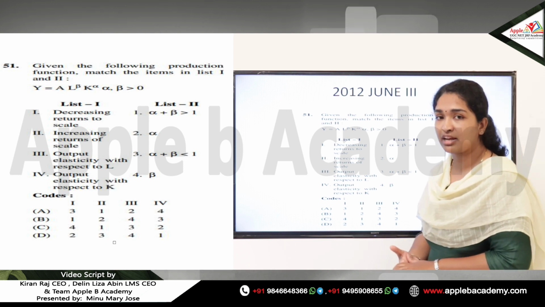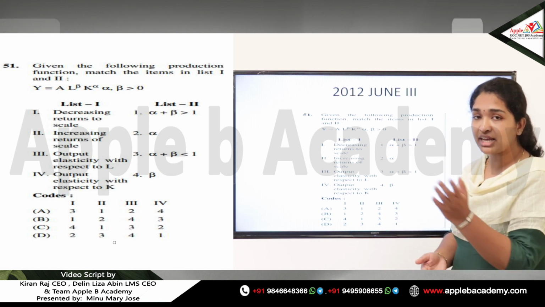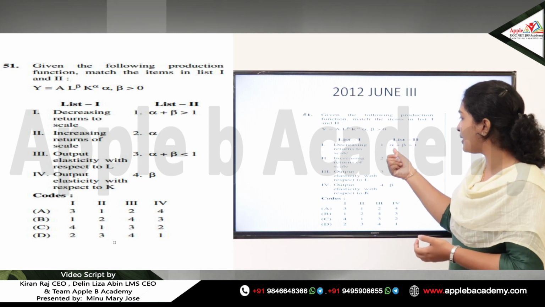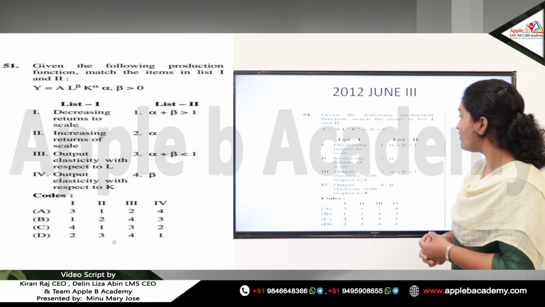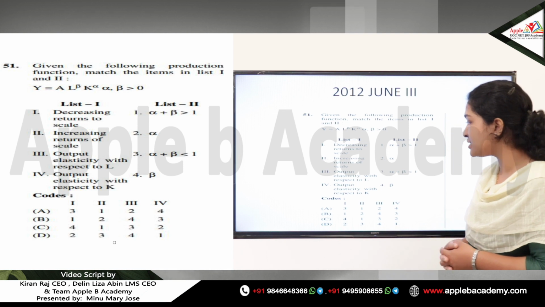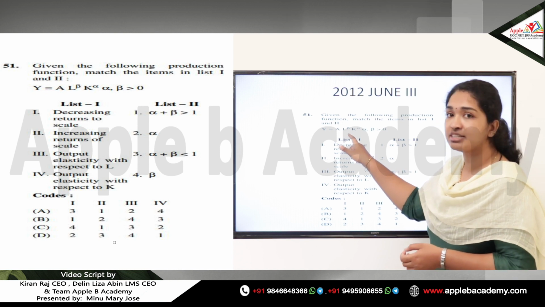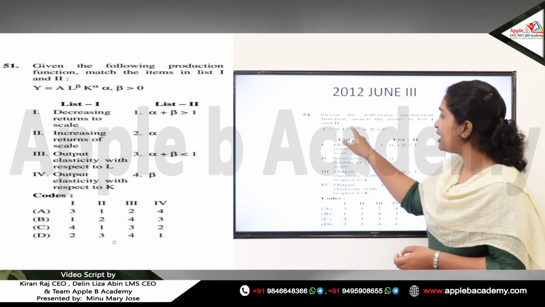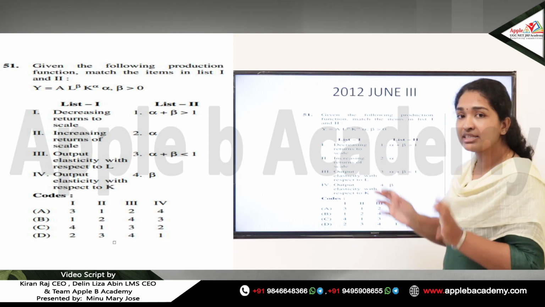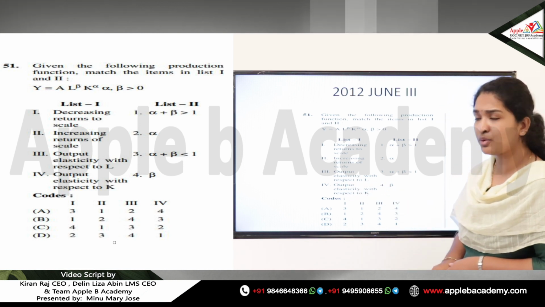Now increasing returns to scale. For increasing returns to happen, the sum of the output elasticities of labor and capital, that is alpha and beta, has to be greater than 1. So it can be matched with option 1 in list 2, that is, alpha plus beta is greater than 1. Now the third option in list 1 is output elasticity with respect to L. We can identify the output elasticity with respect to labor directly from the equation itself, that is beta. Beta is the parameter, or the output elasticity, related with labor. So we can match option 3 with option 4, that is beta.